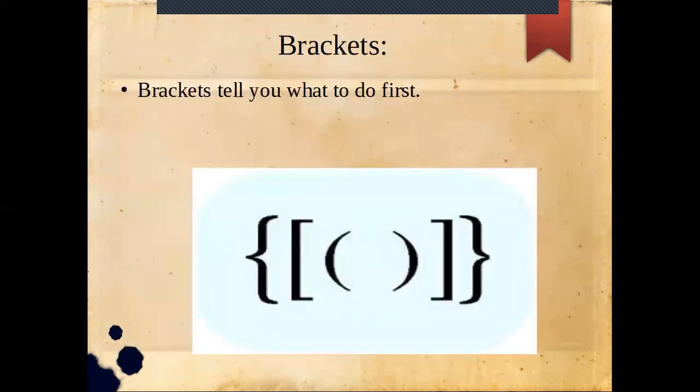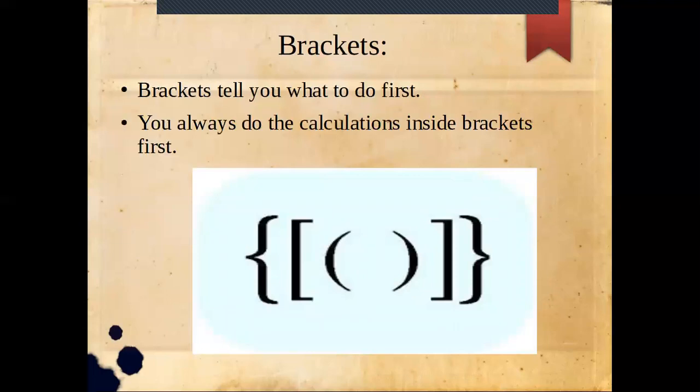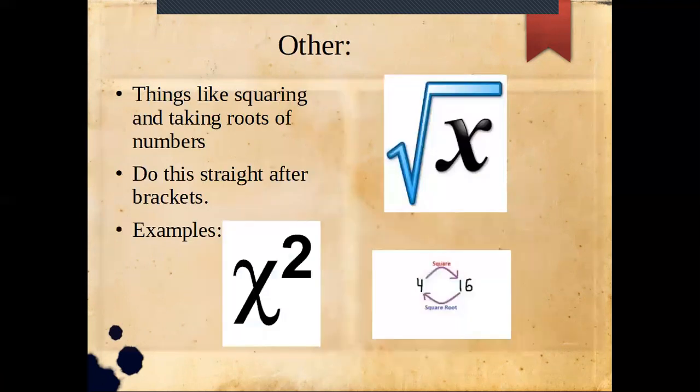So brackets. Brackets tell you what to do first. So you always do the calculations inside brackets first, always, okay? So on the screen we've got some examples of brackets. So now we're going to talk about order. So order is things like squaring and taking roots of numbers. So you do this straight after brackets. So some examples are x squared, or just a number squared, or the square root of a number, okay?